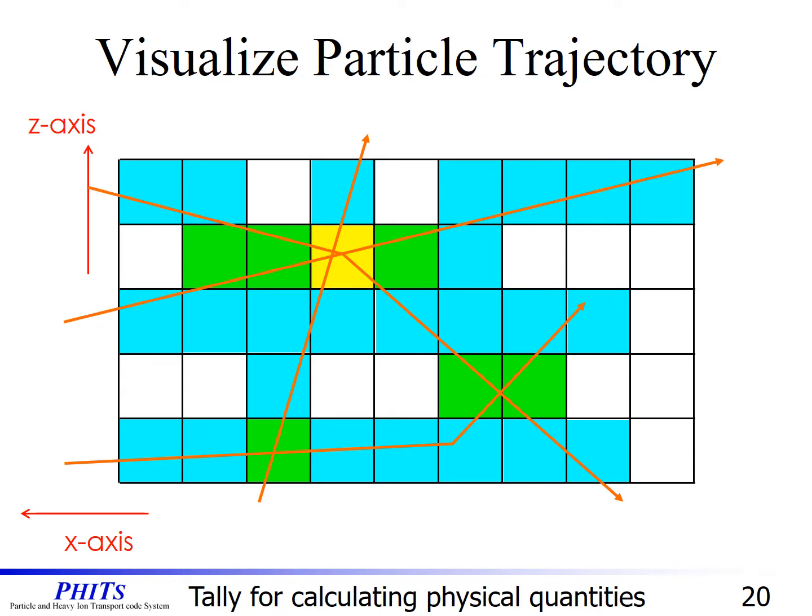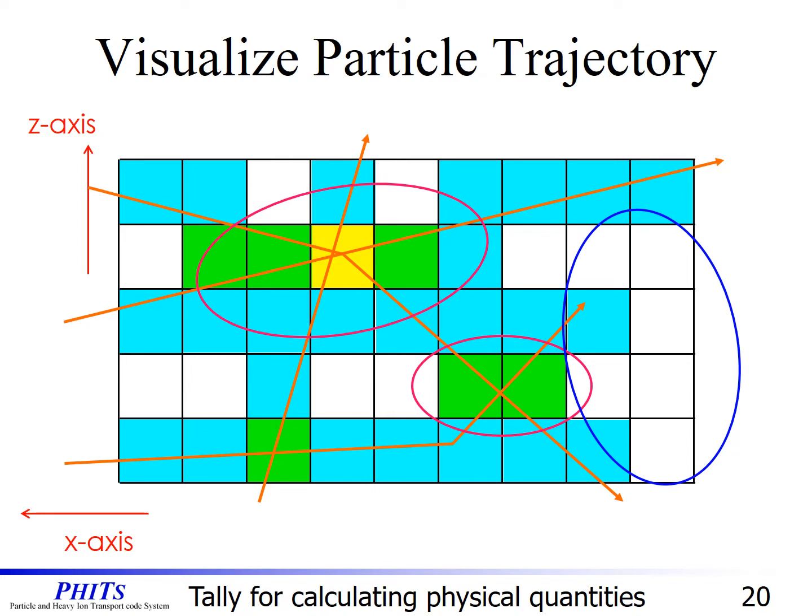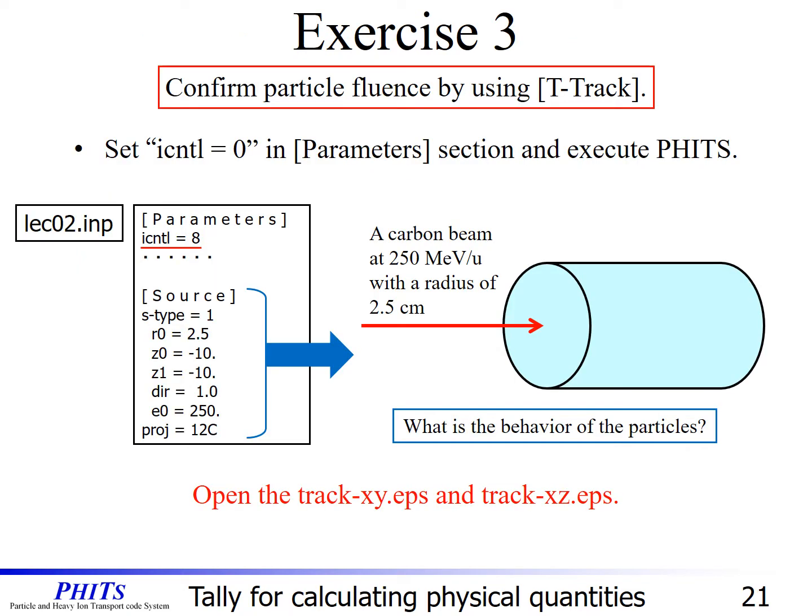Trajectories of particles are shown here. The color expresses the fluence of the particle. Yellow means high fluence, green means middle fluence, and blue means low fluence. When any particle does not enter, grids are not colored. Let's go on to exercise 3.